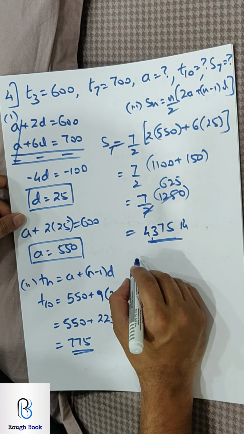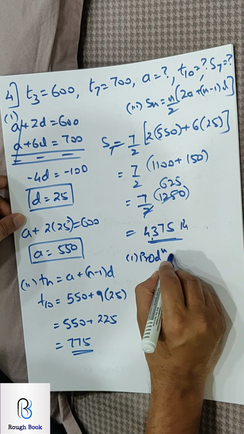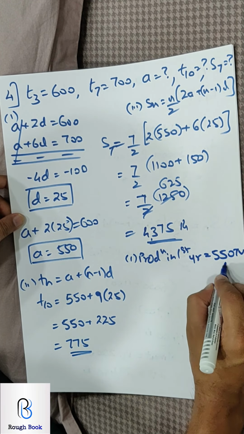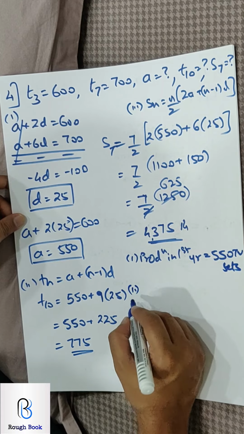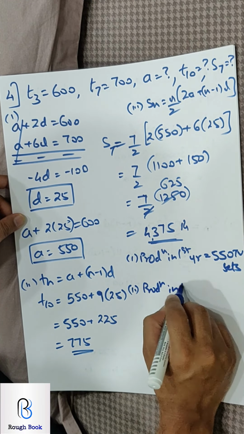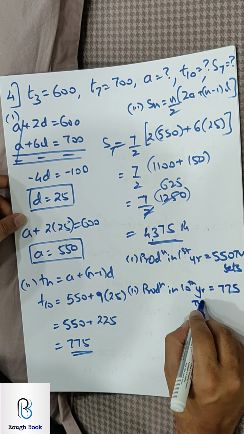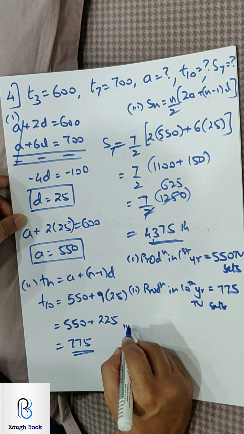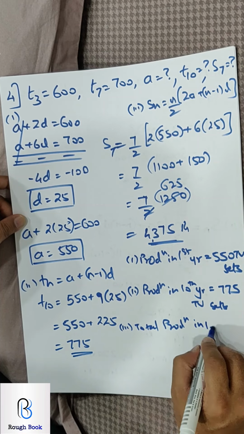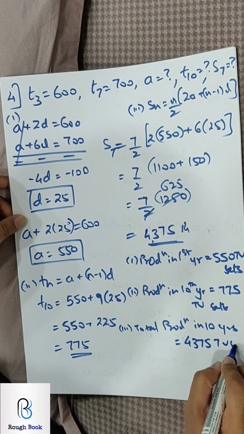So number 1, production in first year. Production in first year is equal to 550 TV sets. Number 2, production in 10th year. So production in 10th year, 775 TV sets. And finally, total production in 10 years. So that's 4375 TV sets.